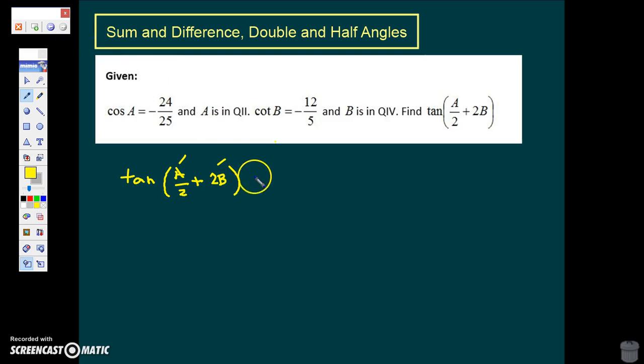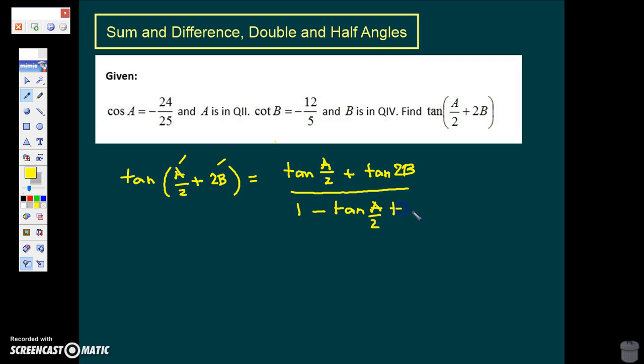So we'll just write it here. I have here tangent of the first angle, which in this case is A over 2, plus the tangent of the second angle, which is 2B, all over 1 minus the product of those two. So we have here tangent A over 2 times tangent 2B. So this is what we need. We need to get tan A over 2 and tangent 2B and plug in the values, and evaluate.